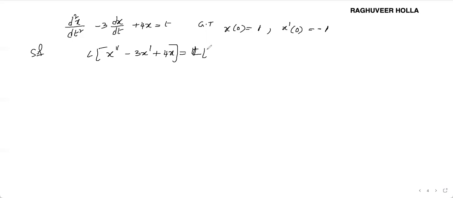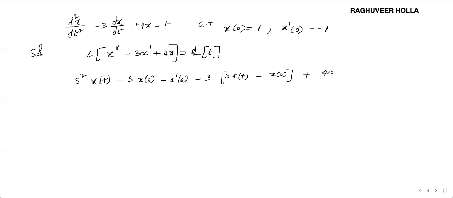Okay, so this is a Laplace transform of t. Now this will be s square x of t, right, minus s of x0 minus x dash of 0, minus 3 s into x of t minus x of 0, plus 4 x of t, right, which is equal to 1 by s square.